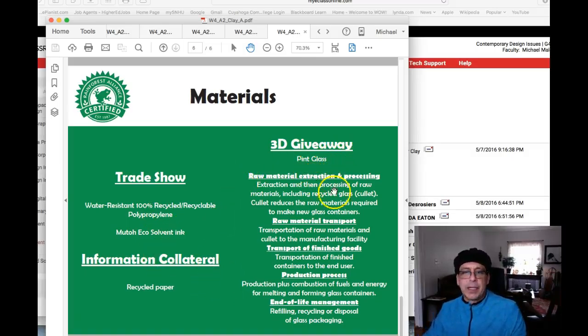Your 3D giveaway, your pint glass, is just not going to work. It's just not going to work giving away a glass at a trade show. First of all, I don't think the trade show would be able to get insurance if there was glass being given away. And that's just a fact of the whole idea of giving something breakable away at a trade show.